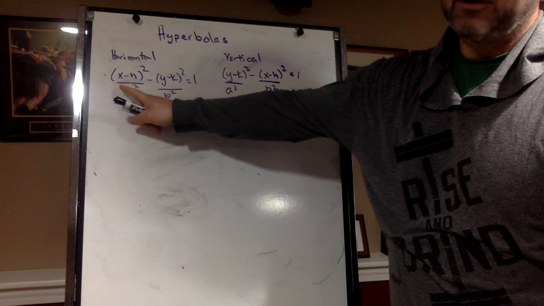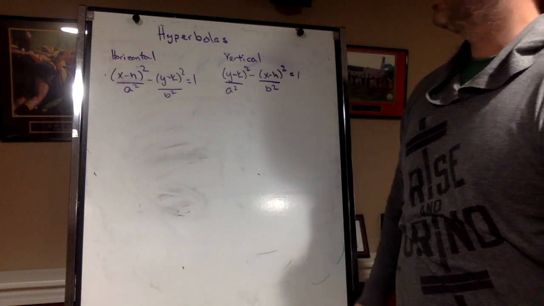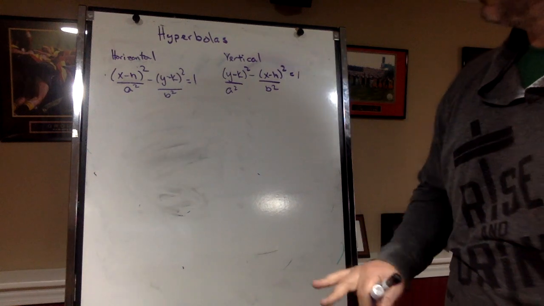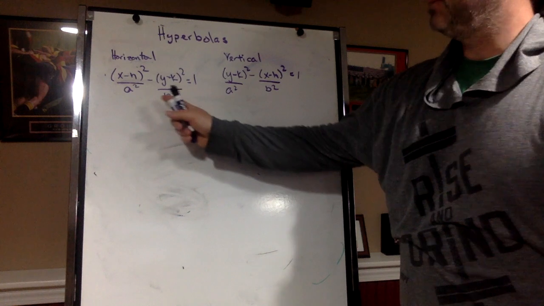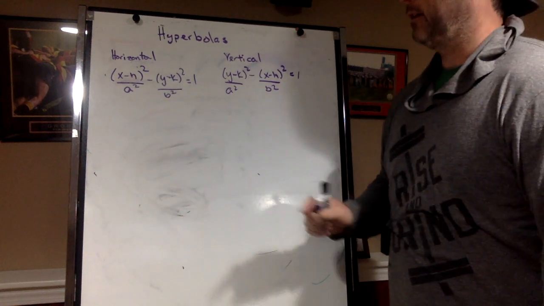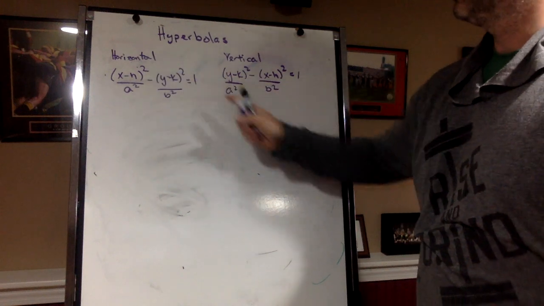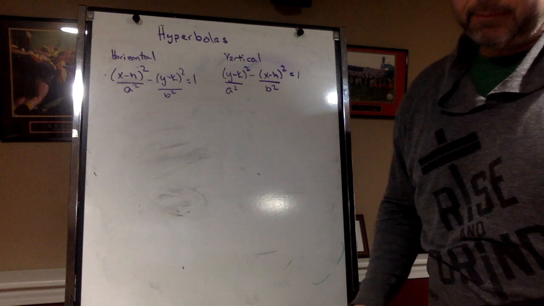If the x's come first, it's a horizontal hyperbola. If the y's come first, it's a vertical one. And again, I haven't even shown you what that means yet, but I will in a second. A and B, A comes first, but in this case it really doesn't matter. The big thing is whatever comes first, x's are horizontal, y's are vertical, and it's a minus this time.